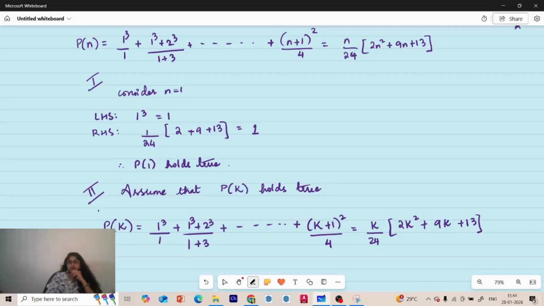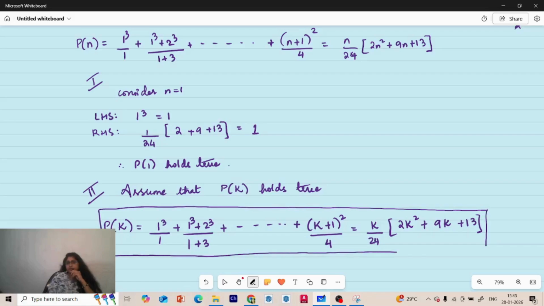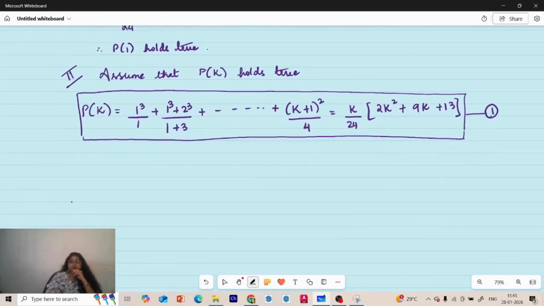ఓకే, దీన్ని మనము ఒక డబ్బాలో ఇలా వేసుకొని we will name it as equation 1. Okay, now for the third part of problem, what do you have to do to show that P of k plus 1 holds true? So ఏం చేయాలి? ఫస్ట్ LHS తీసుకోవాలి. సో కన్సిడర్ LHS.